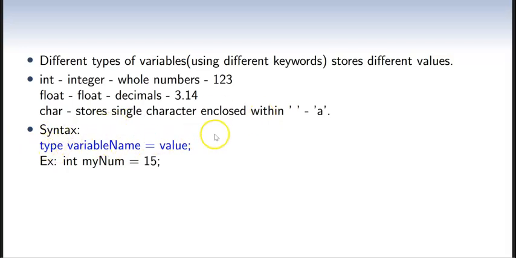This is the syntax. The syntax should be used as it is mentioned. Type means what type of data we are going to use for this variable name, for example int. The variable name can be anything, and then the value you are going to use. For example, int mynum equal to 15.